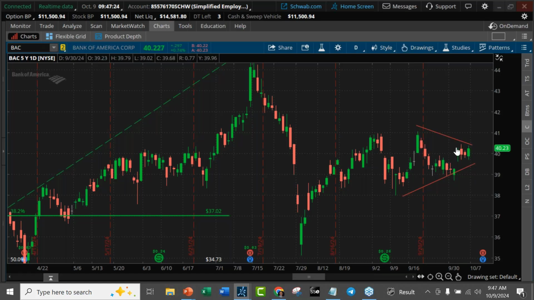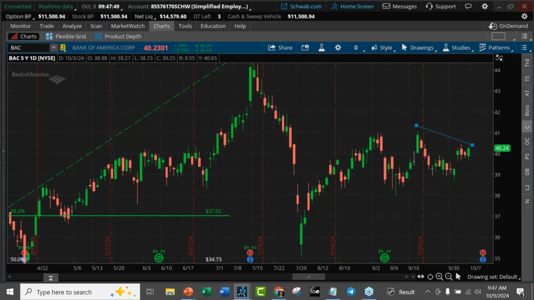So as these get tighter and tighter and tighter, there's typically going to be a breakout from this. And whichever way it breaks out of this, there will typically be a short-term follow through. So if it breaks out to the upside, at least the next handful of price bars probably higher. And the other way if it breaks to the downside.